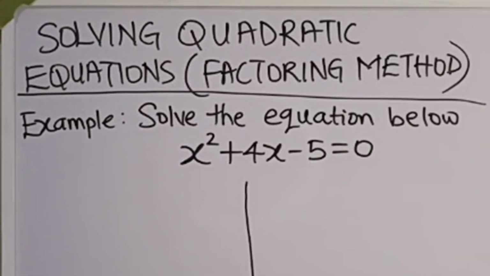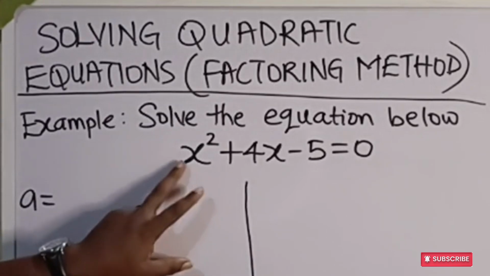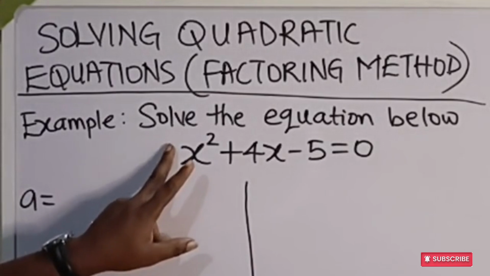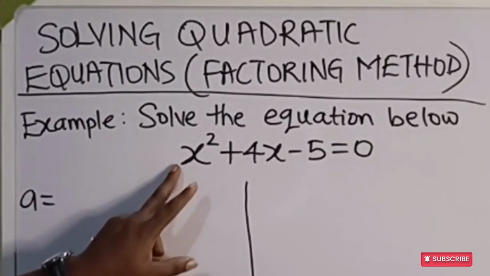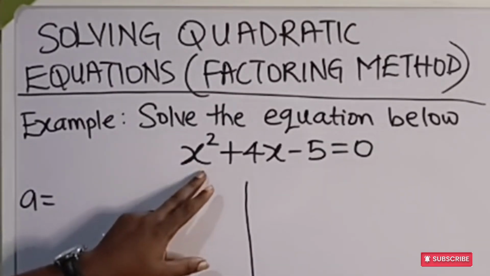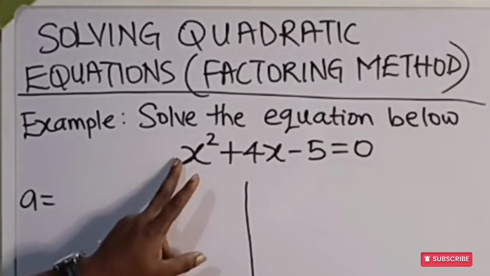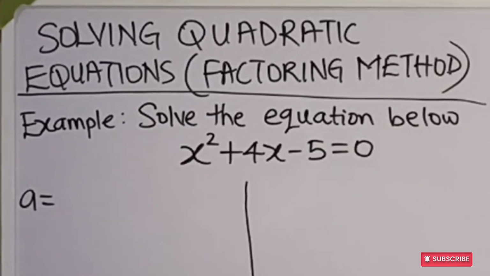So the first thing you need to do is identify your A, your B, and your C. Okay? Identify your A, your B, and your C. So for this equation, what is our A? Remember, we said the A is the coefficient of x squared. So here we have x squared. We don't have any number in front of x squared. So when we don't have any number in front of a variable, we know that the number there is 1. So that means the value of A is equal to plus 1.